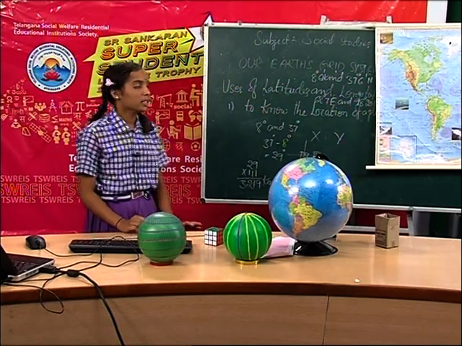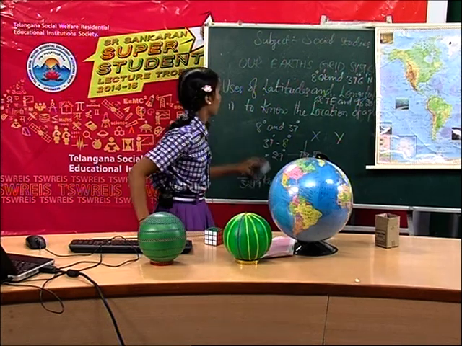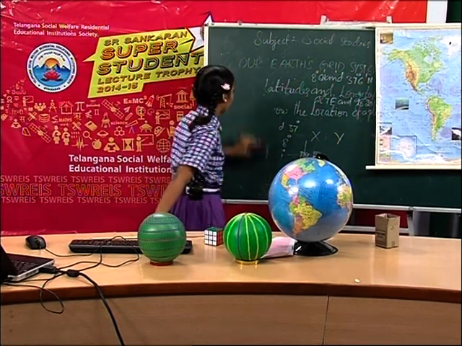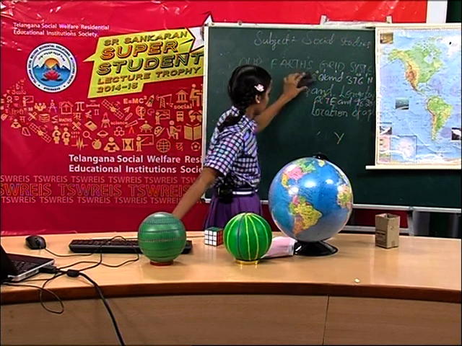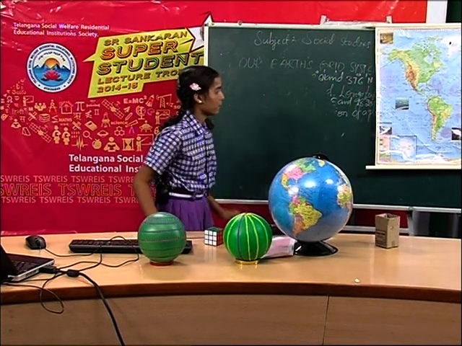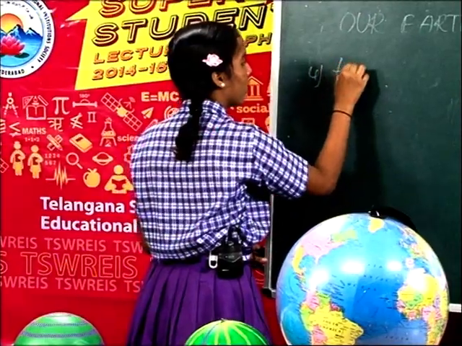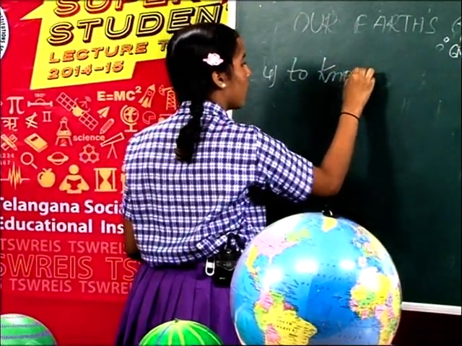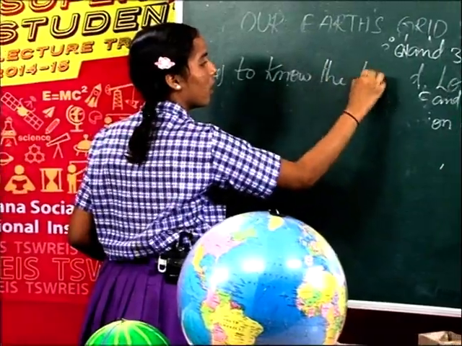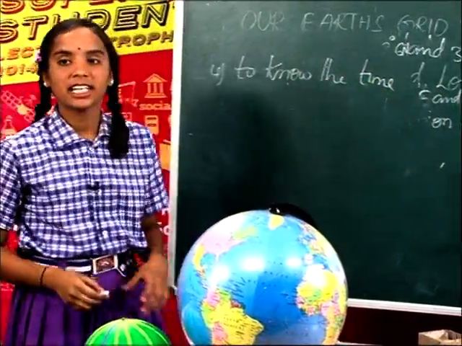Friends, it takes 4 minutes of time for the sun's position to move 1 degree of longitude, and this means that the time is different between each degree of longitude.